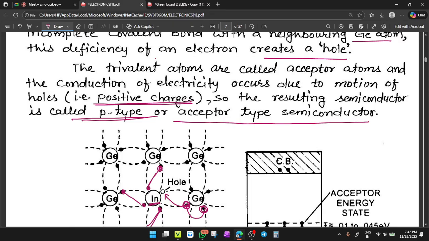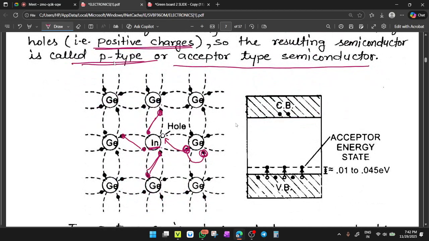Previously we have seen there is a donor type of semiconductor, and here it is an acceptor type semiconductor. Clear? Now you check about the hole. So there is an acceptor level. See here, this is the conduction band, okay, and this is the valence band.